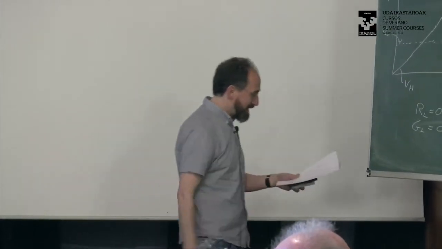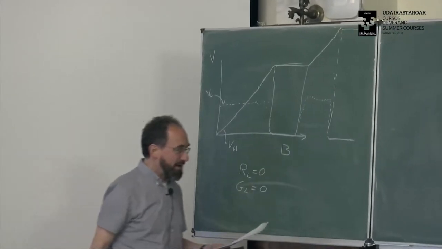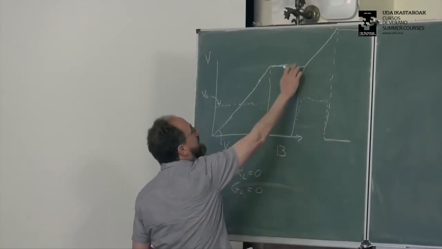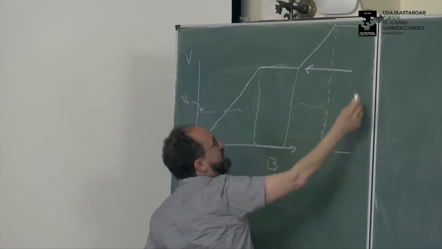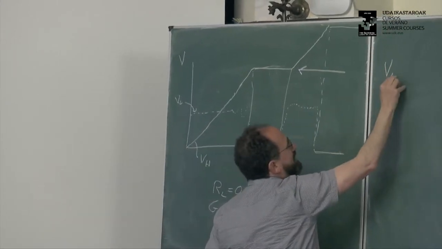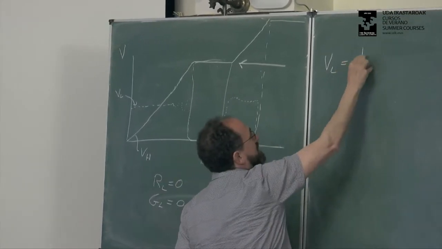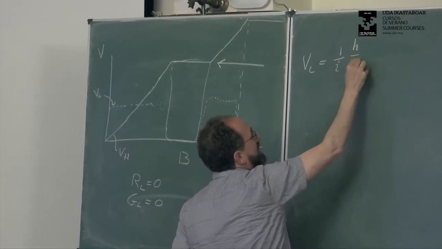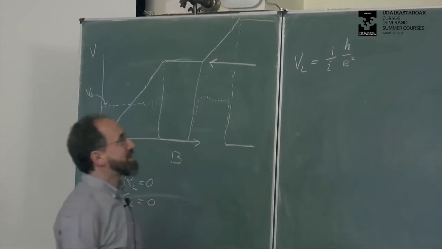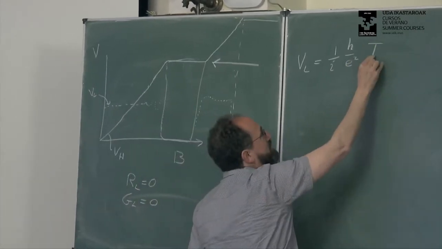Okay, so what else did von Klitzing measure here? The main thing he measured, or pointed out, was the value of this plateau, that the voltage on this plateau is 1 over an integer, called the integer I, h over e squared, where h is Planck's constant, e is the charge of the electron, times the current that you flow through the sample.